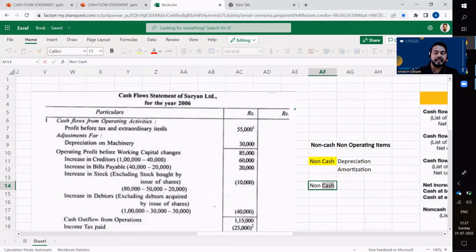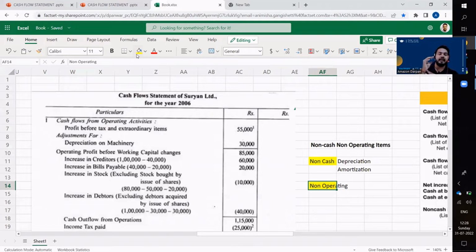Now non-operating items would be the items which are already computed but do not belong to the day-to-day business. Try to think of different activities which are not really required for the operations of the business, in the sense of the running of the business. So this is the way we proceed with the question.